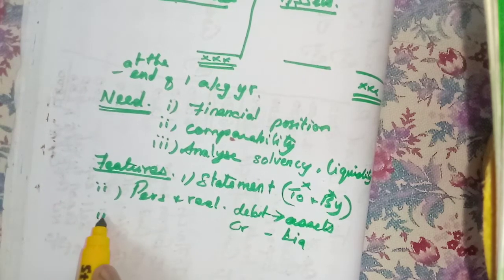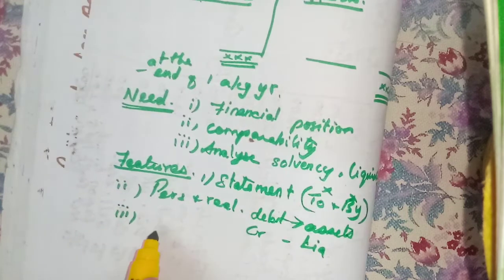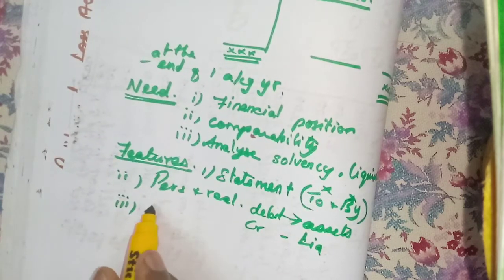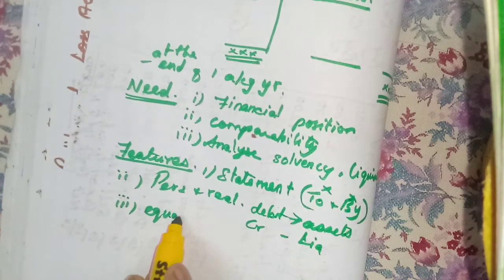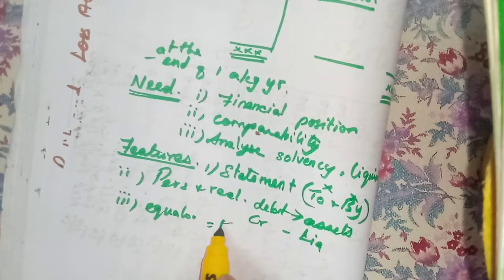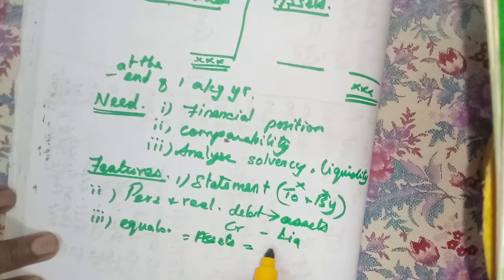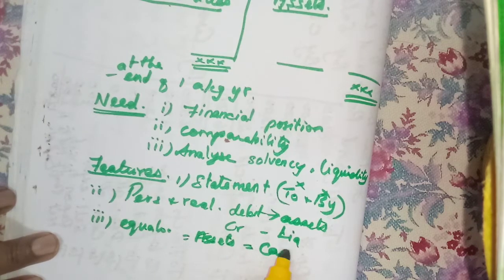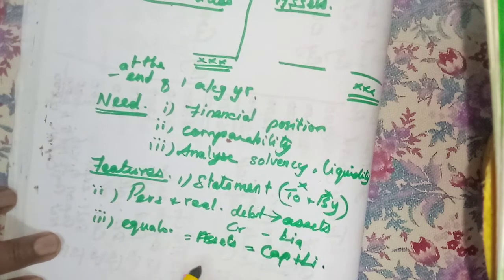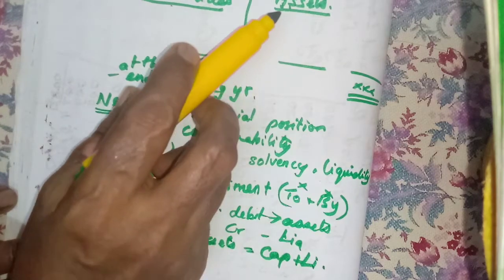Then here it will tally, because we follow the accounting equation. What is the accounting equation? Assets is equal to capital plus liabilities. That is what is entered. Assets, we will enter all the assets.